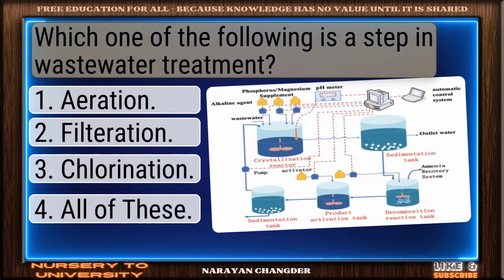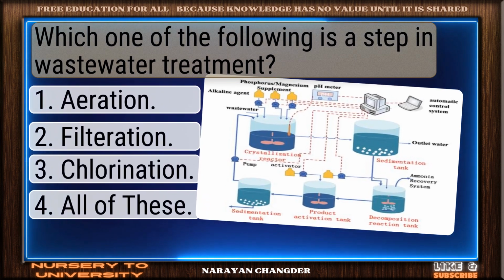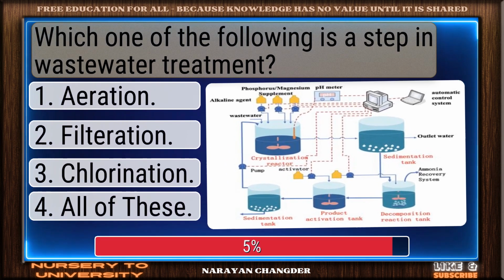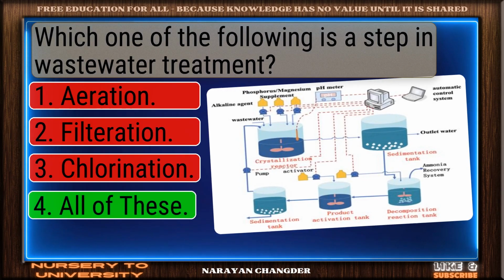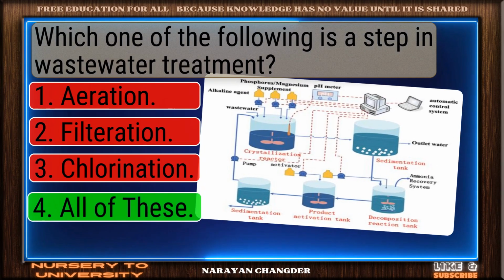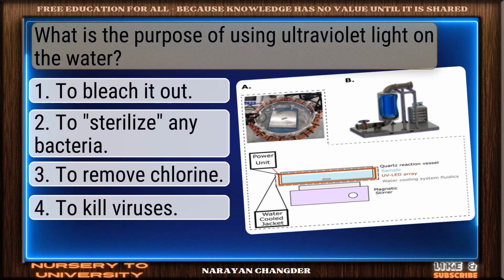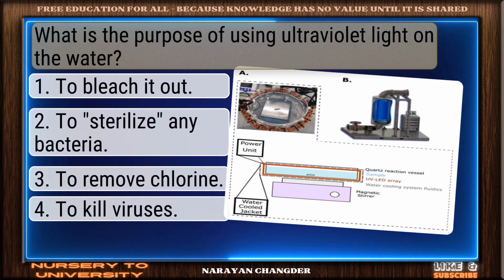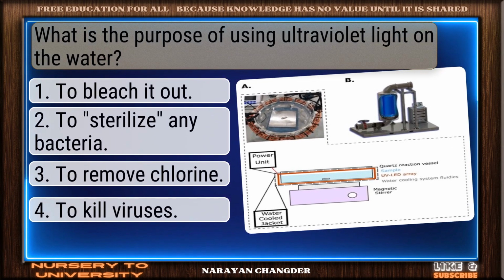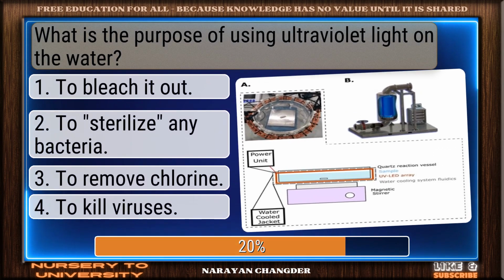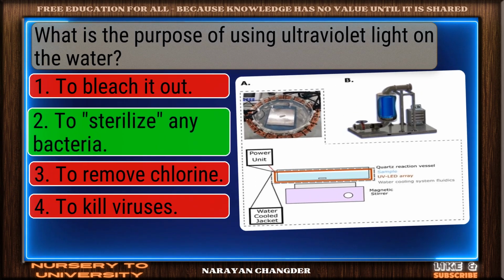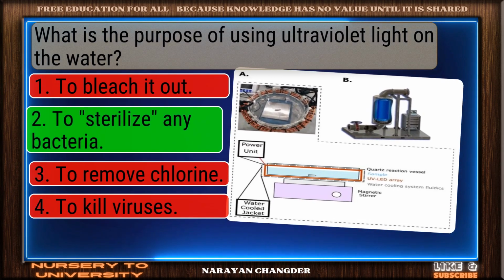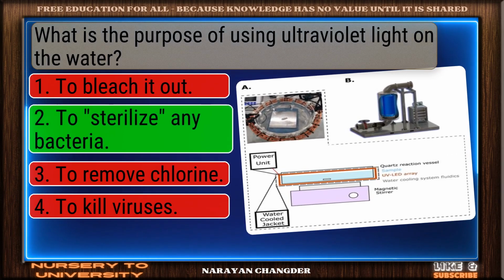Question number 52. Which one of the following is a step in wastewater treatment? Strong choice. All of these is the right answer. Question number 53. What is the purpose of using ultraviolet light on the water? You chose to sterilize any bacteria, and it is correct.